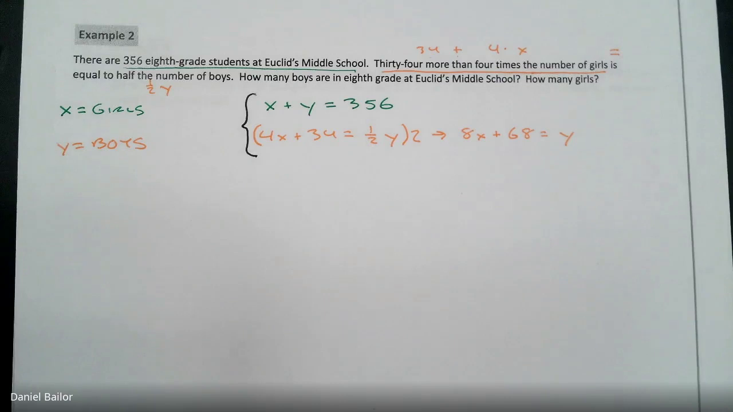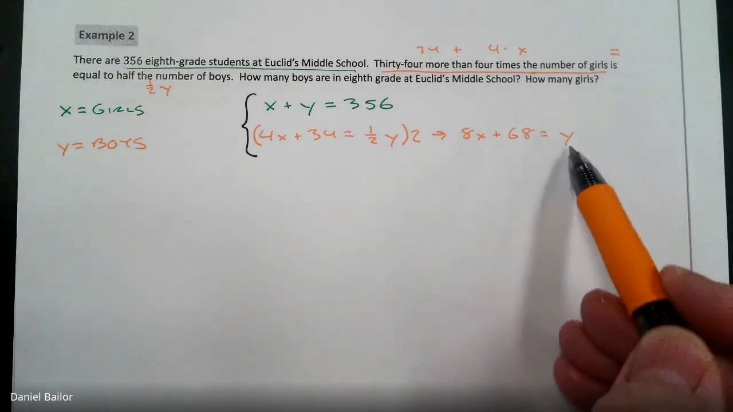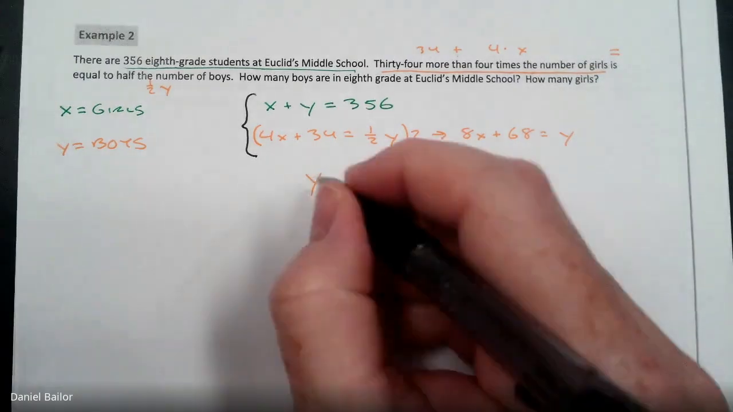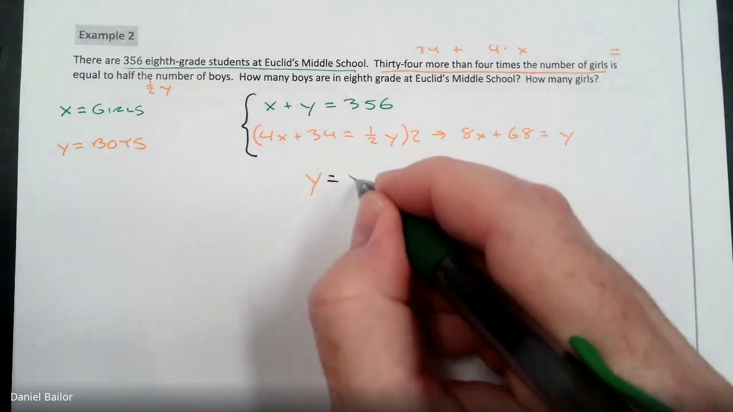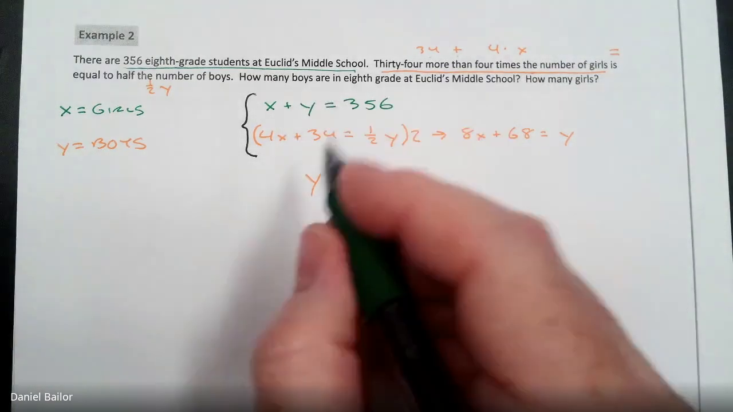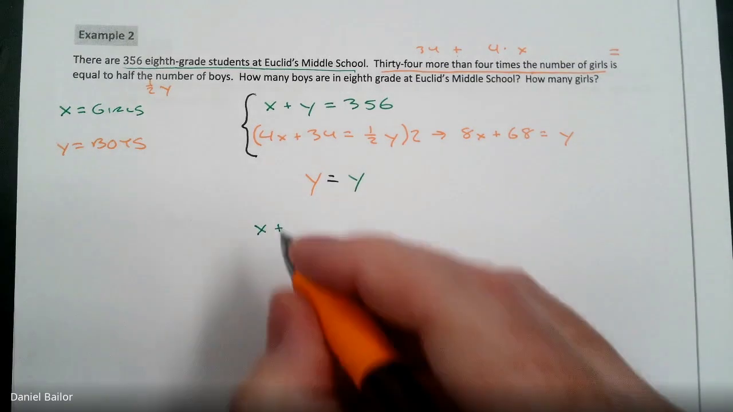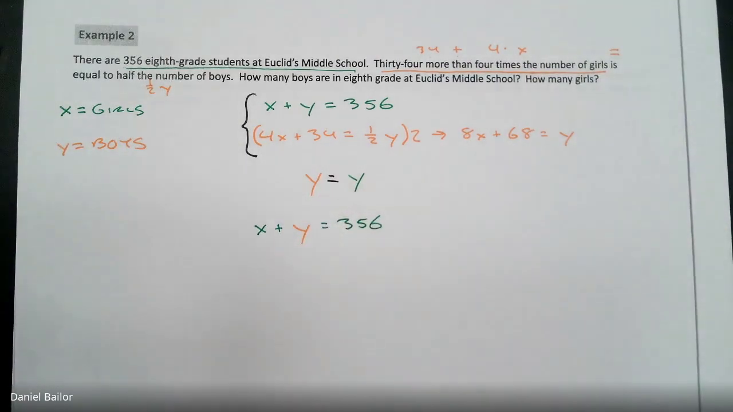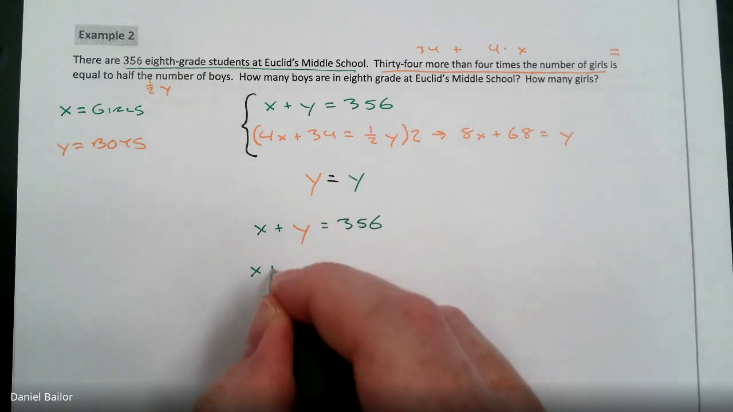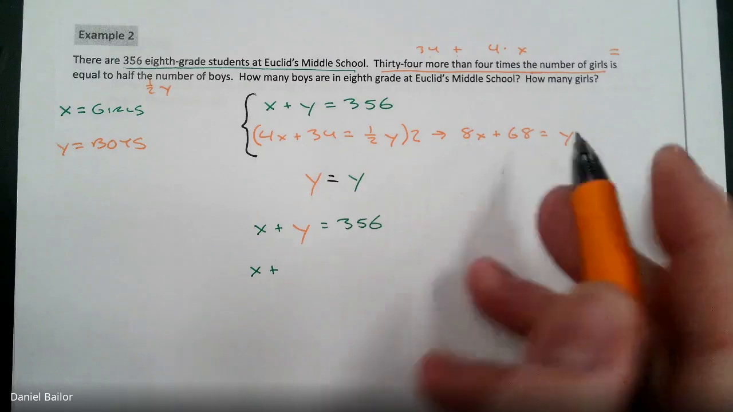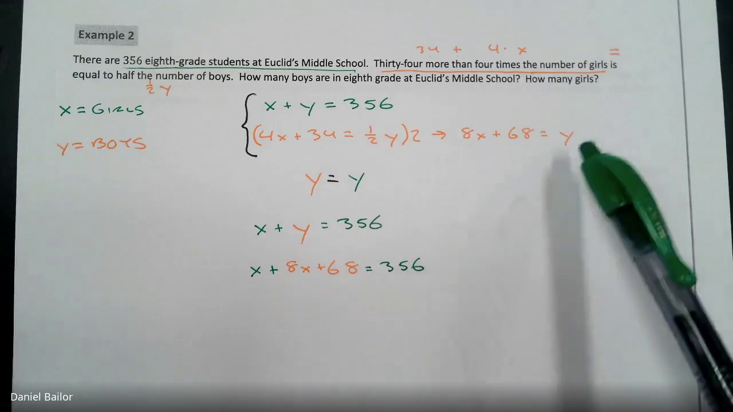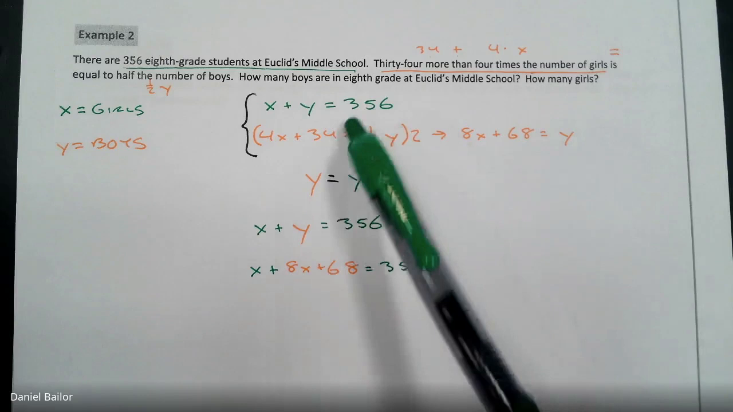So this helps us because now we have a y equals, and I can use the substitution method because I can say that the orange y will equal the green y. In other words, I'm going to take the first equation, x plus y equals 356. Only this time I'm going to take x plus the y for the second equation, 8x plus 68 equals 356. And that's the substitution method. I took the second equation for y and put it into the first one.